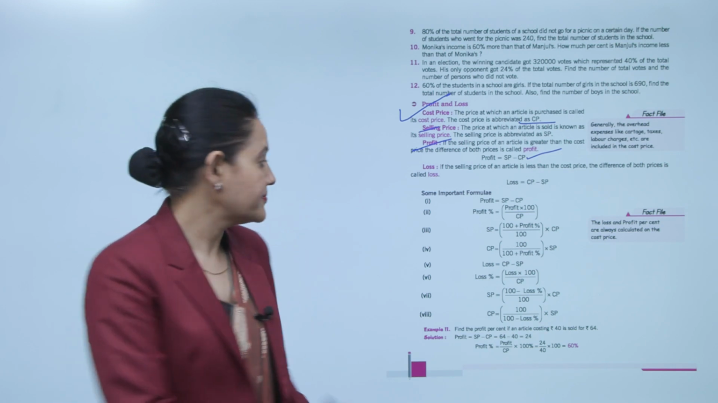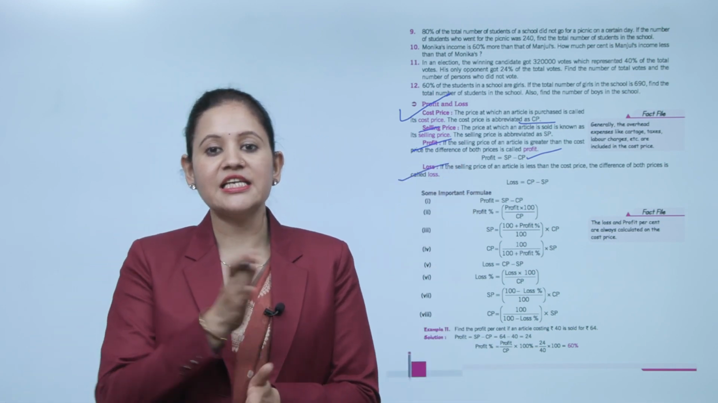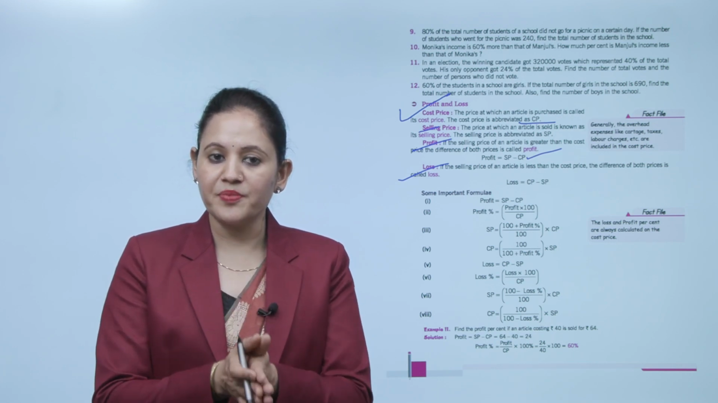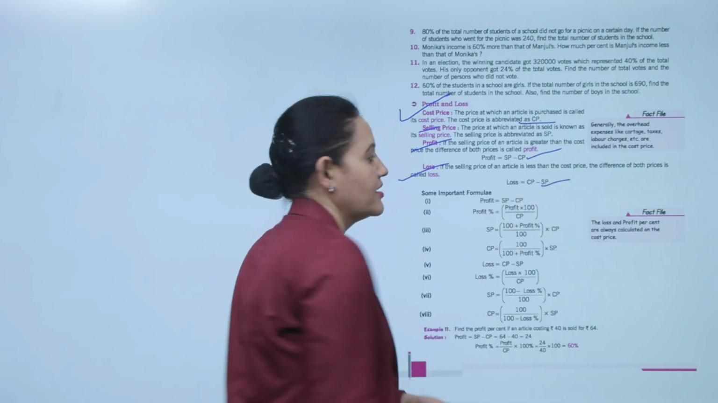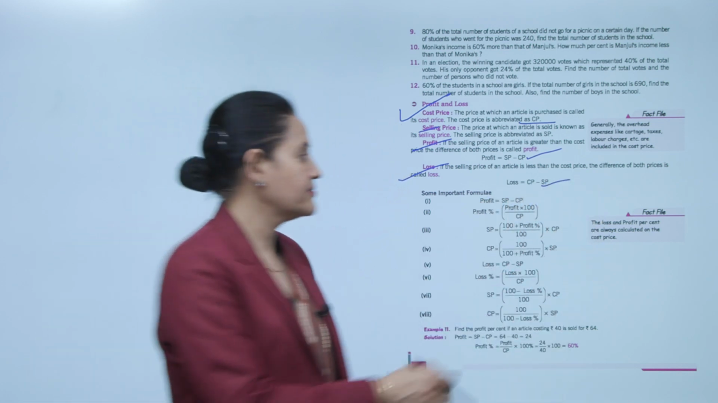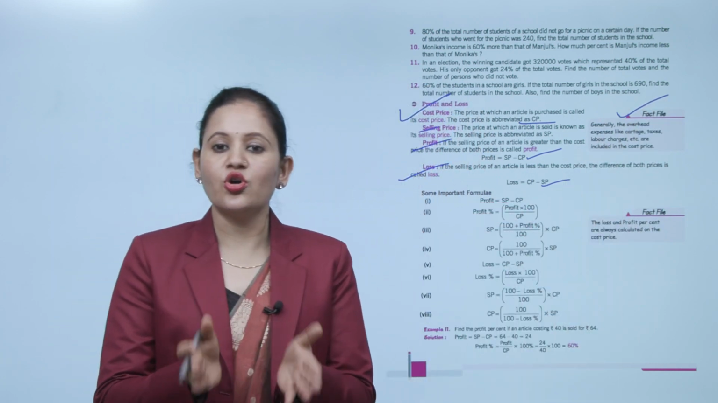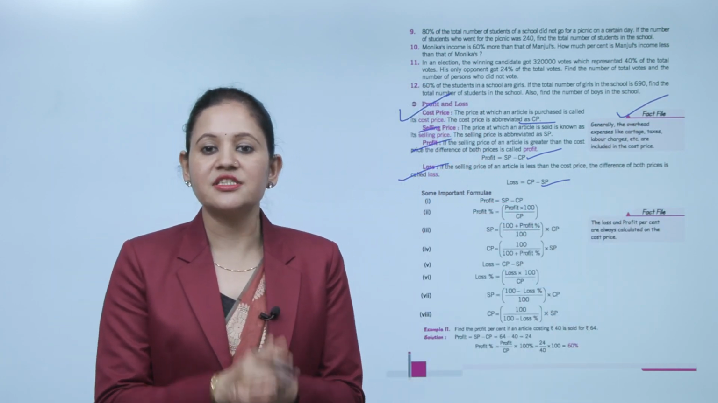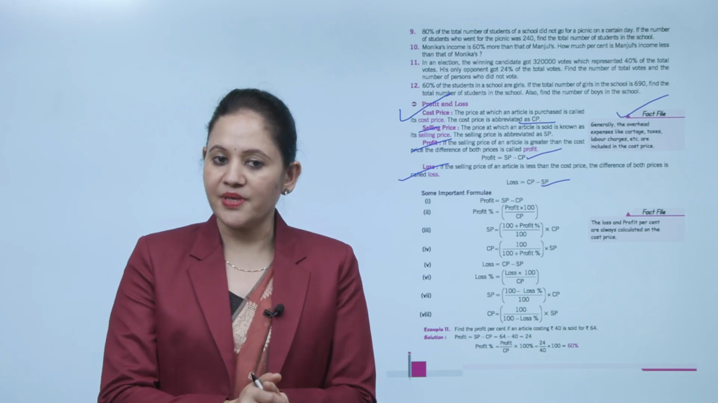Next is loss. If the selling price of an article is less than the cost price, the difference of both prices is called loss. Loss equals CP minus SP. Next is fact file. Generally, the overhead expenses like cartage, taxes, labor charges, etc. are included in cost price.